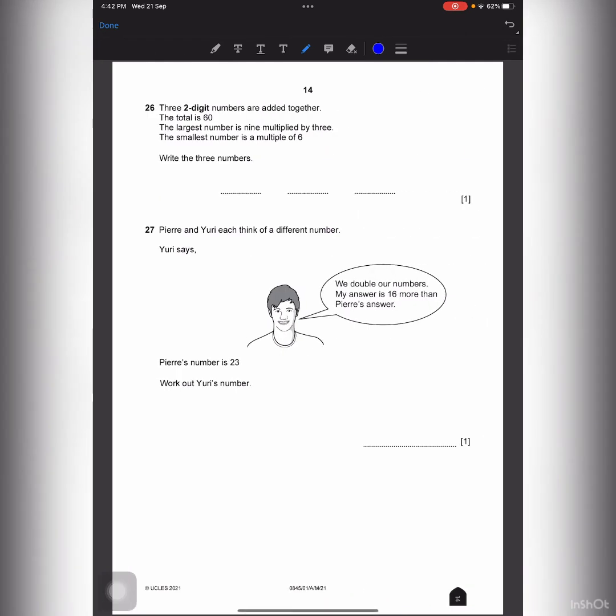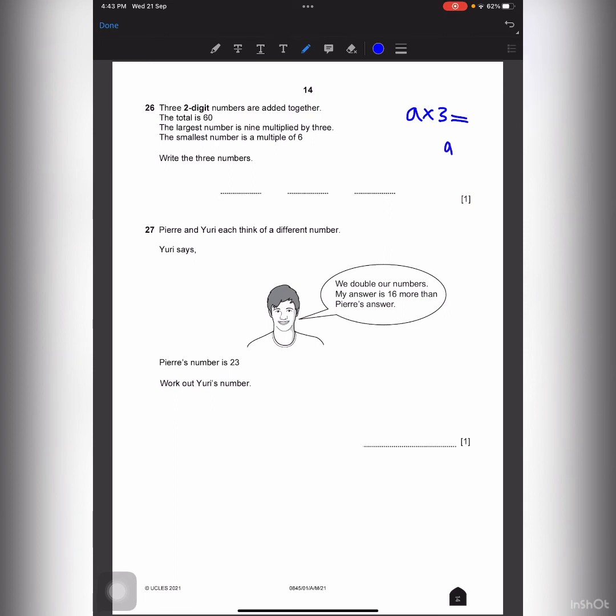Next. Okay. So 3 two-digit numbers are added together. The total is 60. The largest number is 9 multiplied by 3. Now the smallest number is a multiple of 6. Write the 3 numbers. Okay, so for this, we actually have to do 9 times 3. So 9 times 3 again.